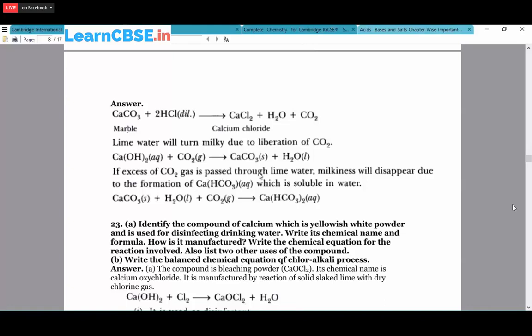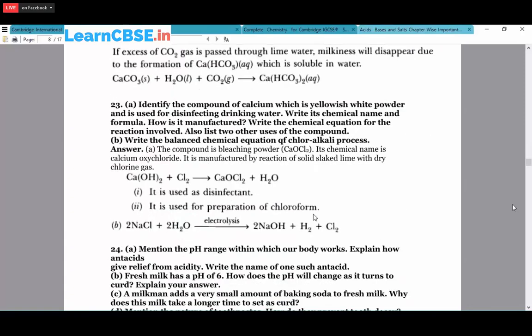If an excess of CO2 gas is passed through the lime water, the milkiness will disappear, due to the formation of calcium hydrogen carbonate, which is soluble in water. Actually, we have formed the CaCO3. If you again pass more CO2, the H2O is already present in the solution, so we will get Ca(HCO3)2. We call this calcium hydrogen carbonate. This is soluble in water, so the milkiness will disappear. The milkiness is due to the presence of the precipitate.